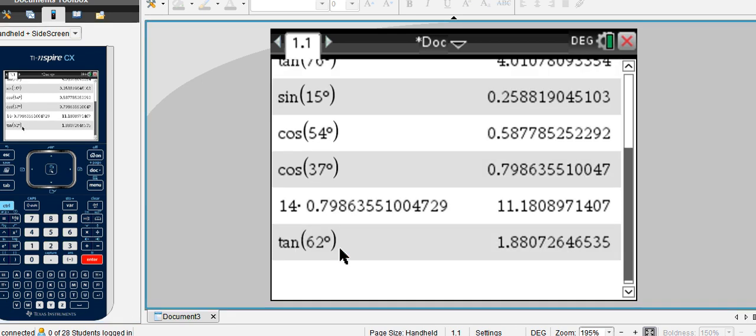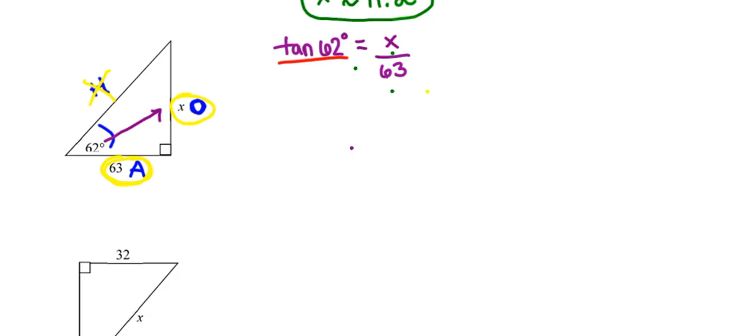And again, I'm going to put the first four decimals. So 1.8807 is going to go down on my paper. And that's going to be equal to the x over the 63. And again, I'm going to put that 1.8807 number over 1 so that I can go ahead and cross multiply.